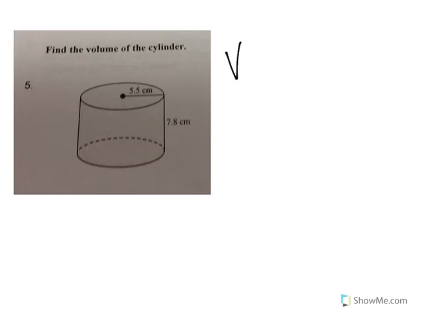Number 5, it says find the volume of the cylinder. Alright, so the volume formula for a cylinder is going to be pi r squared h. Okay? So we can see that 5.5 is our r, and we can see that 7.8 is the height of our cylinder. Alright, now plug and chug.